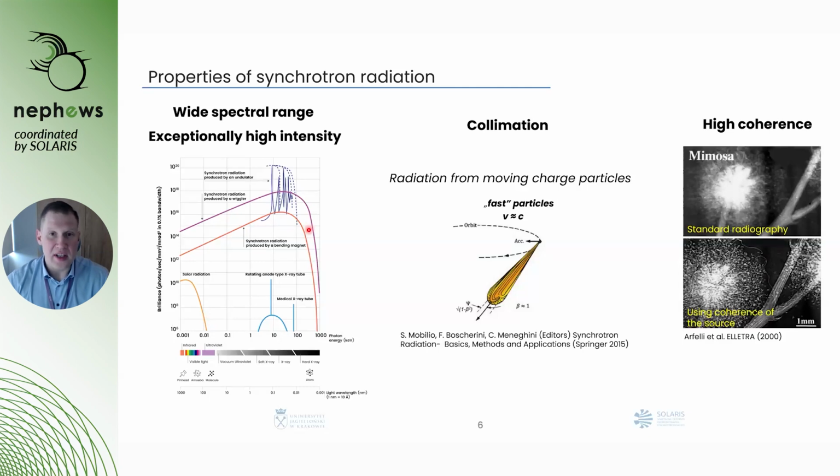Also, synchrotron radiation has a very unique parameter which is called collimation. So it is a highly collimated beam we use during our measurements at the synchrotron. It also has a high coherence. And this property of synchrotron radiation allows us to make images of our objects with a very high contrast in comparison to the images which we can get using radiation without such a high coherence.